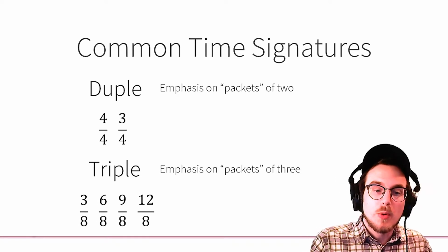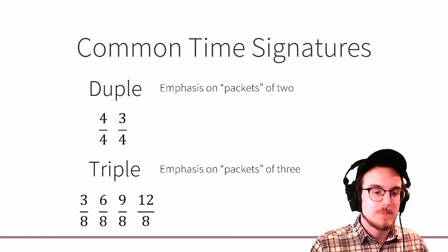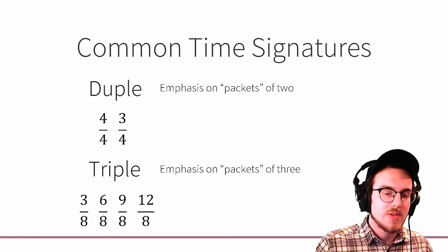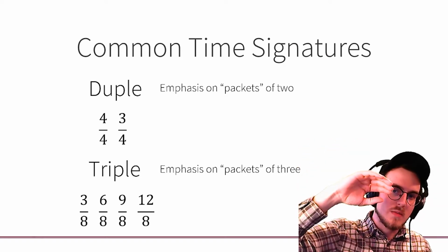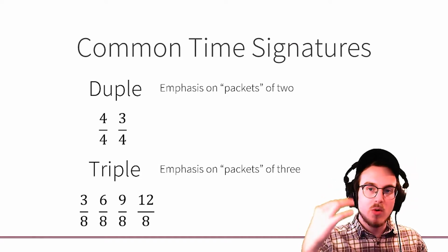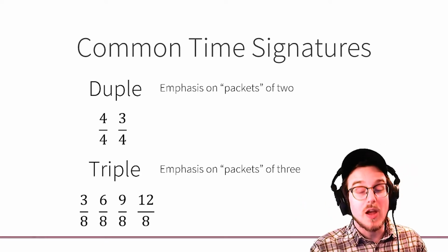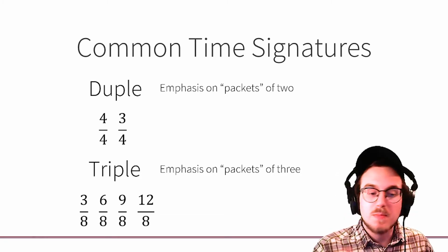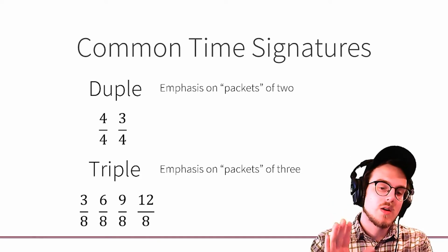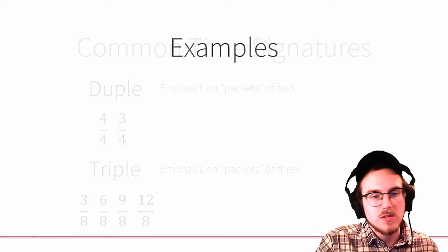The other one is triple, and triple, as you might be able to guess, has an emphasis on packets of 3. And we see these typically with 8 on the bottom. This is my main complaint with everybody's go-to description of top number tells you how many in a measure, bottom number tells you what note gets the beat, because it misses the idea that the important differences are duple or triple. Duple times have 4 on the bottom, triple times have 8 on the bottom in most cases. But those packets of 3, right, we'll see 3/8, 6/8, 9/8, 12/8. So these count like 1, 2, 3, 4, 5, 6. Every third beat, we have that emphasis. Let's look at these a little bit more.